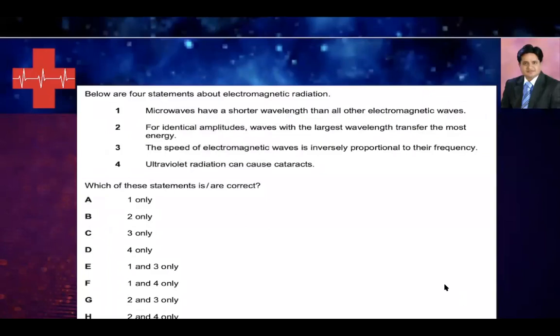All right. So let's revisit statement number one. Statement number one states that the microwaves have shorter wavelength than all other electromagnetic waves. I'll let you know an easy way to memorize the order of wavelength of electromagnetic waves. So you could remember as: Red Martians invade Venus using X-ray guns.